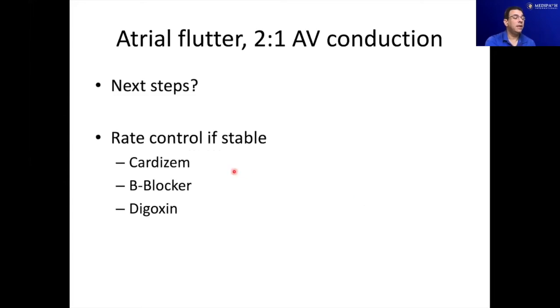So next steps for that, you want to rate control them, watching out for low blood pressure or hypotension. And if they're unstable, you would want to rhythm control them, get them back into sinus rhythm, and that would be with cardioversion.